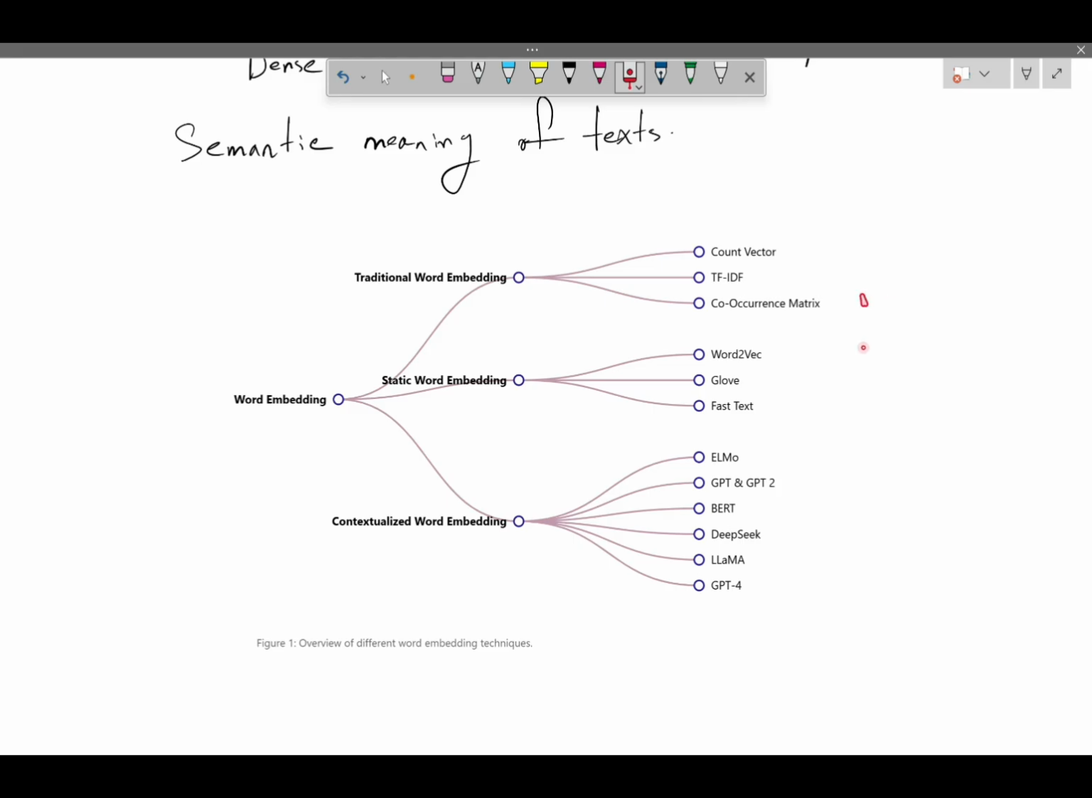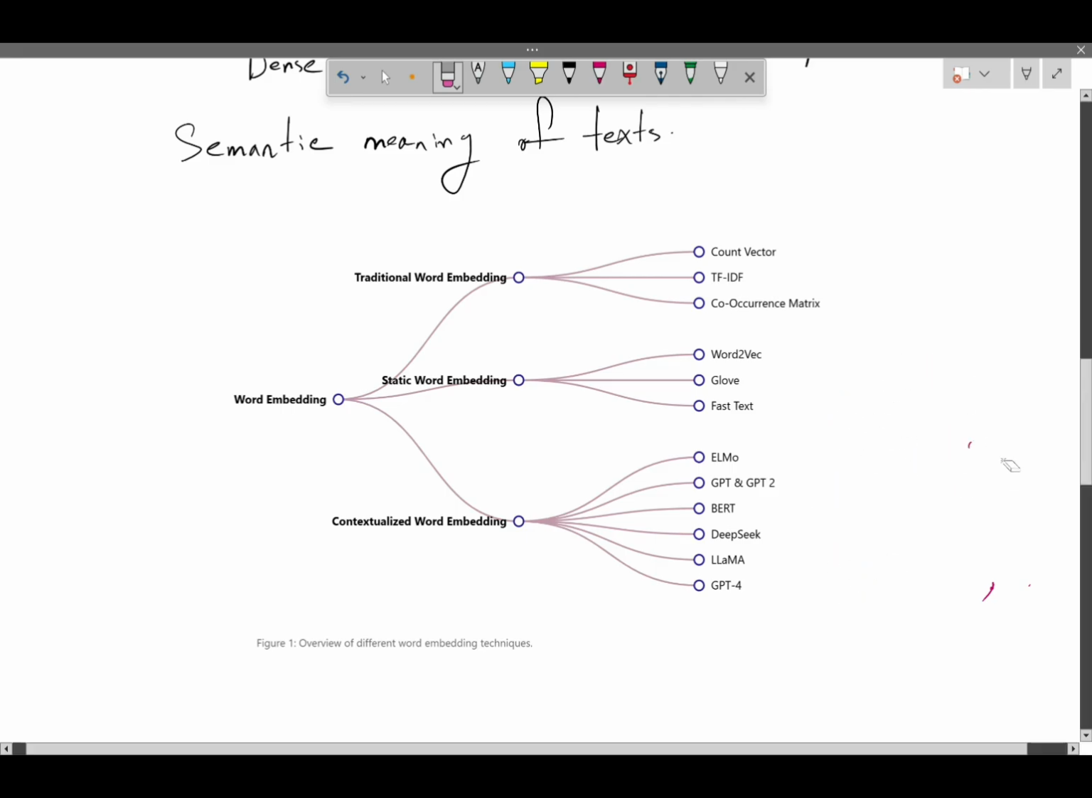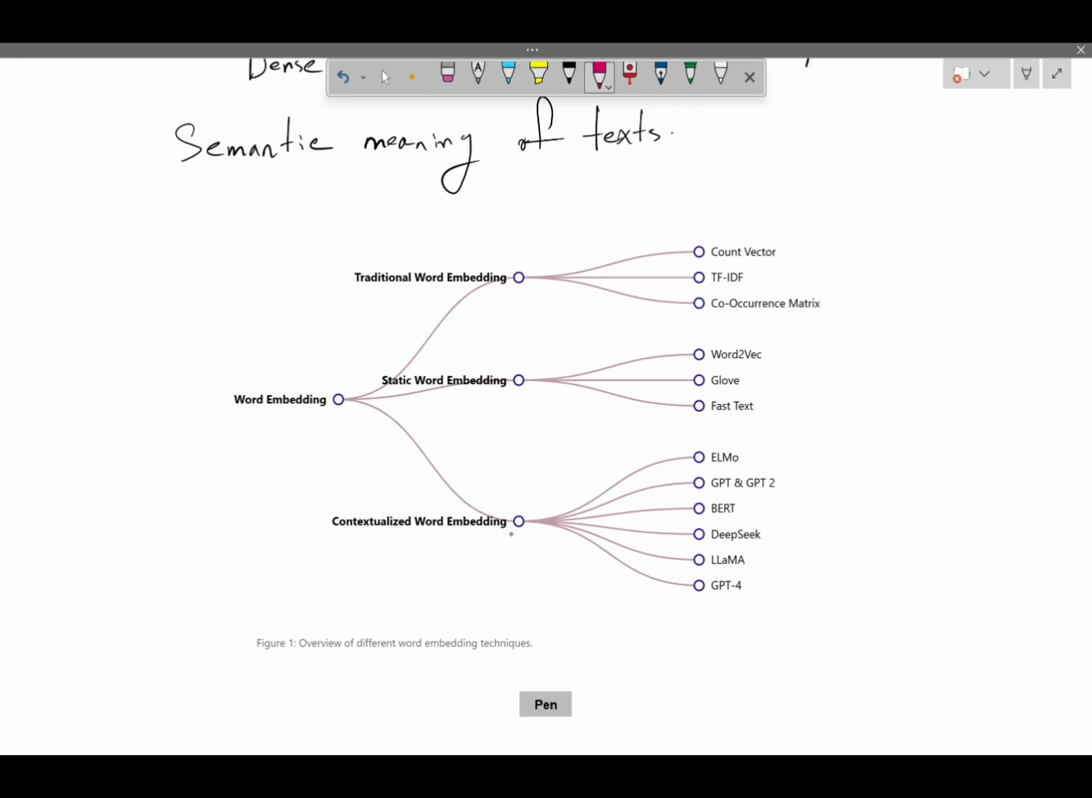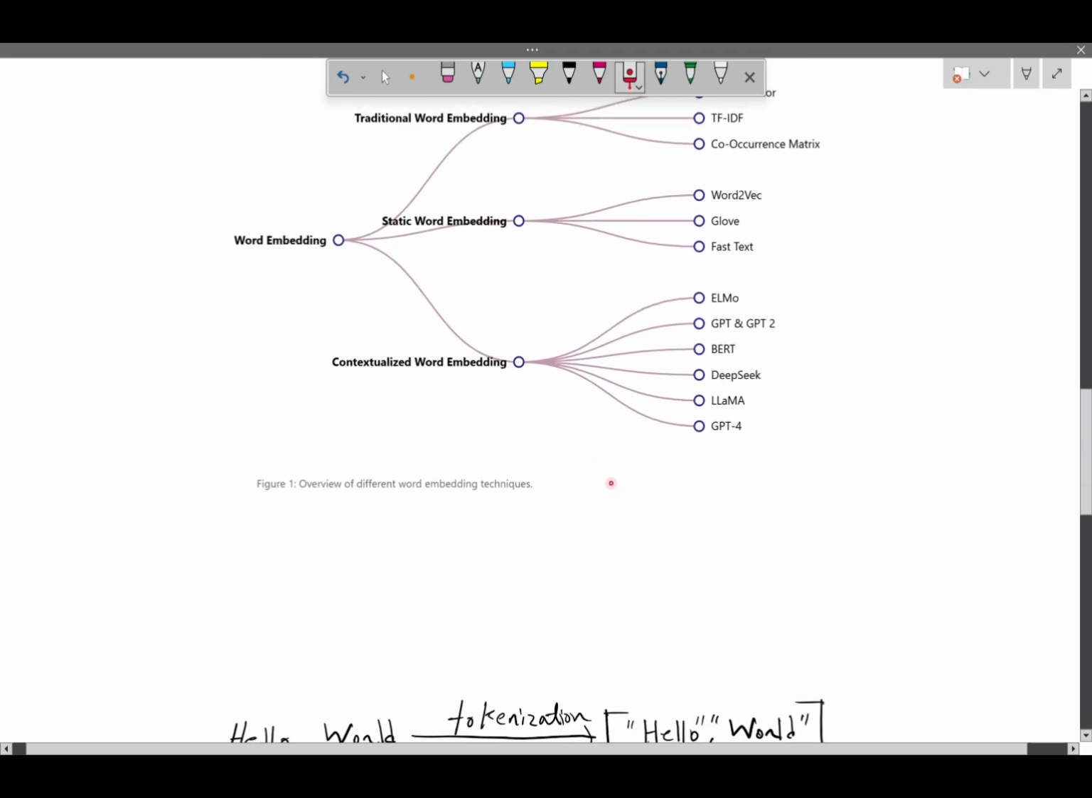For example, suppose bank has a weight of 0.2 in one sentence, but in another sentence, depending on the context, its weight can be 0.6, 0.7, whatever. I am just giving this as an example. Okay. So basically, it can dynamically update its weight.